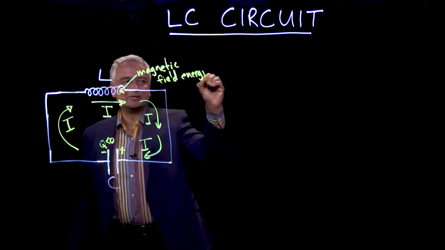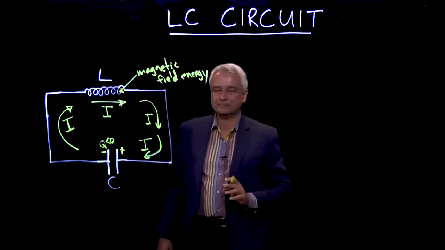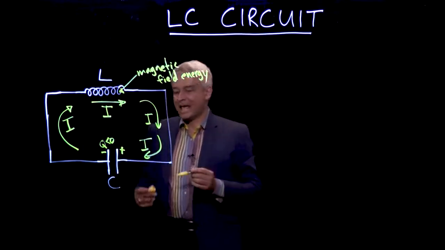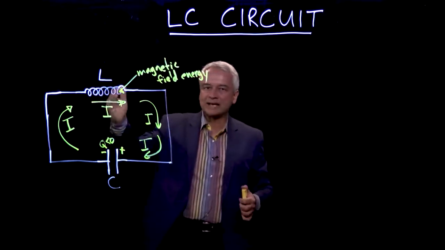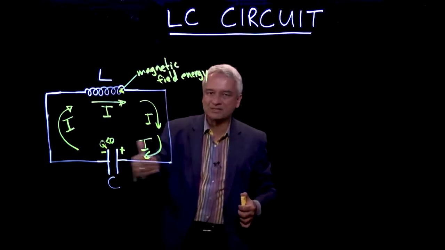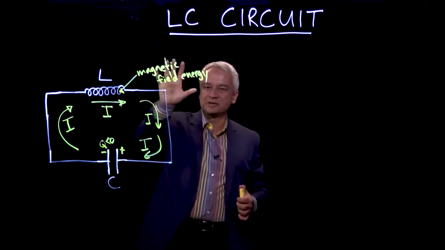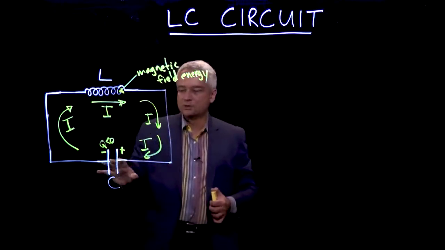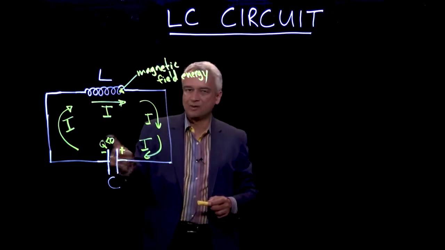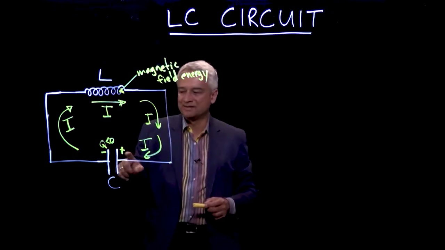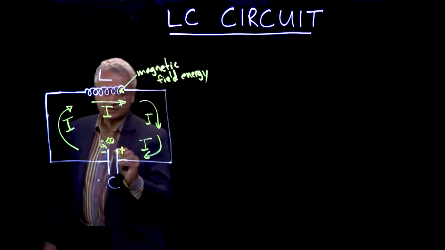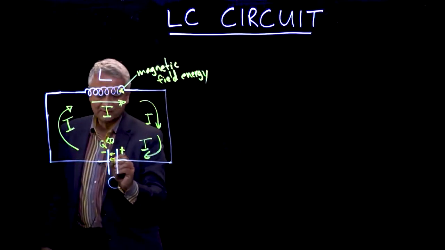So the magnetic field energy got bigger and bigger and bigger. But now the current is getting less, because the capacitor is fighting back. So now the current is getting less. That means the magnetic field energy is decreasing. And now charge is building up on the capacitor again, although with opposite sign as before, with the positive on this side, the negative on this side. So the electric field now in the capacitor is pointing this way.